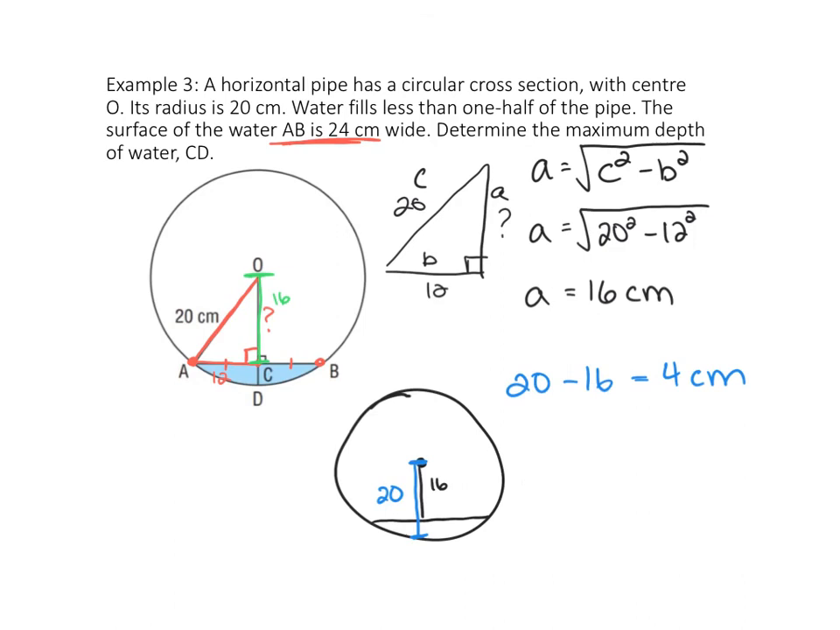One thing to keep in mind, it actually is important that they told us that water fills less than 1/2 of the pipe. If they didn't specify that, we actually could have had the water all the way up to here. And we could have been figuring out that depth there, which we could do. I don't think we would have a problem doing that. But just be careful with what the questions are asking.